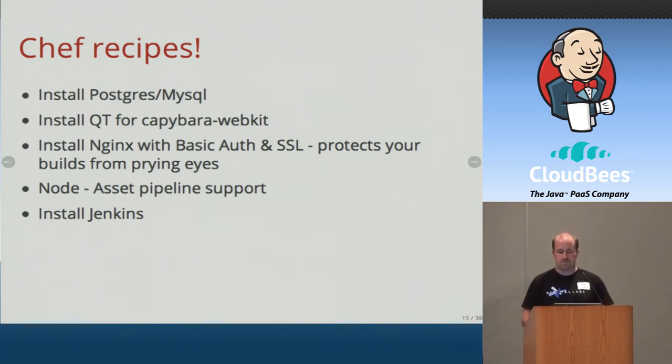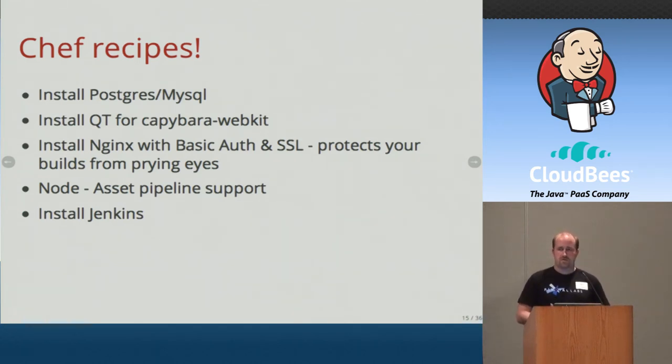We install Qt for Capybara WebKit, which is for headless Selenium testing. We install Nginx. This is actually one of the important things that we do for a team that's setting up a CI box, because the temptation is to just open up port 8080 and start hitting Jenkins, which if you're hosting this in a public location is not a great idea.